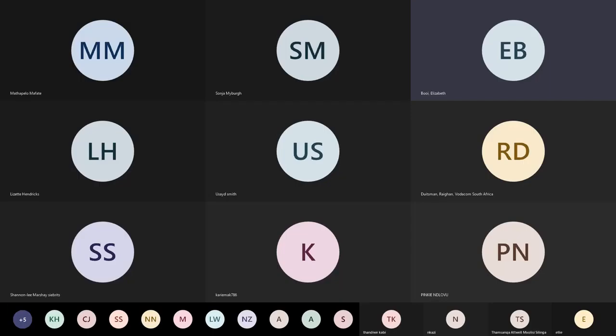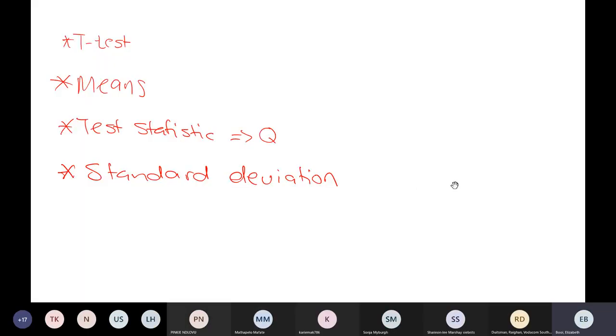Go through that as well. Let me see if I got all the screenshots. There is one that I'm unable to copy. I don't know what's wrong with this.